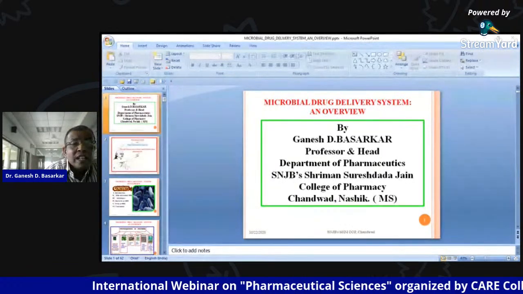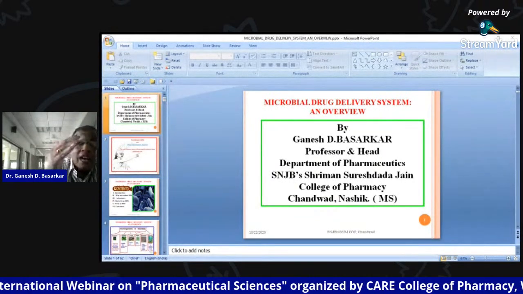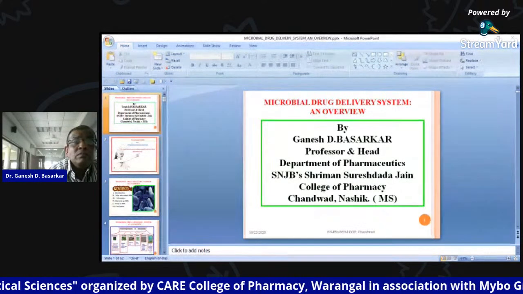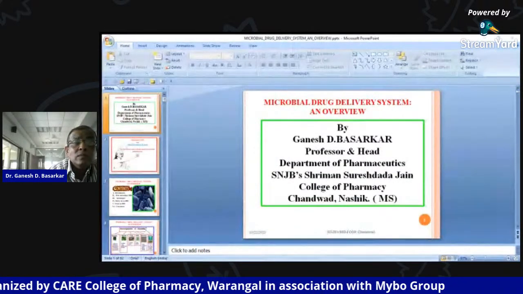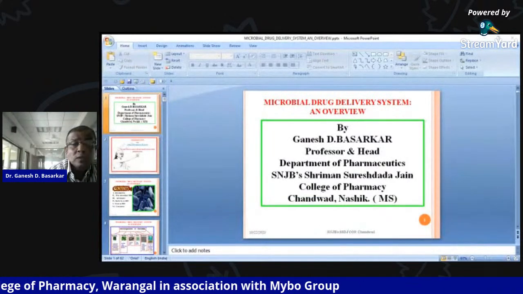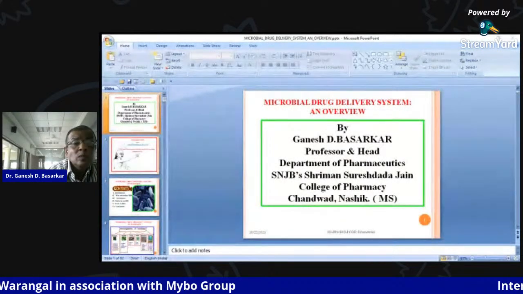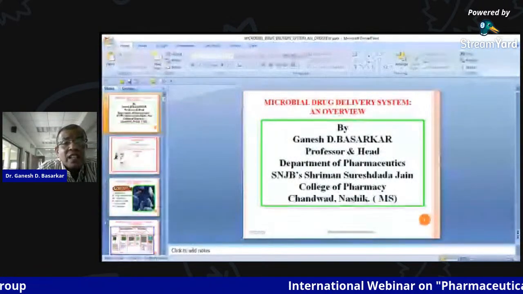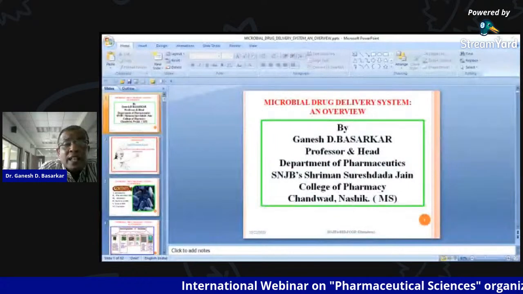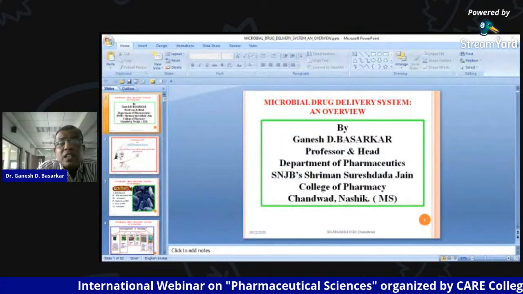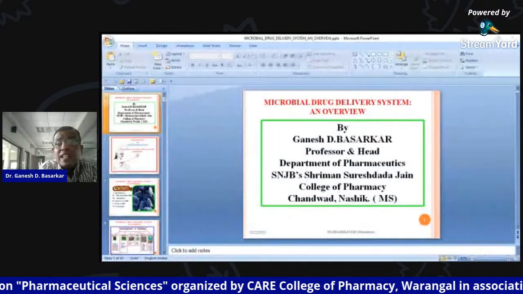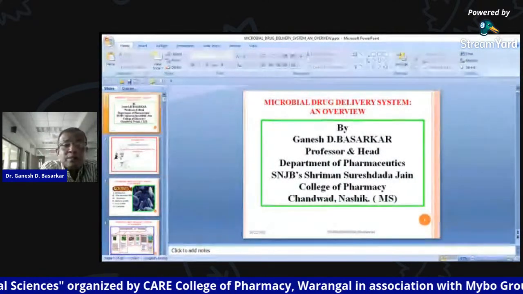Whenever pharmaceutical scientists go to formulate these types of pharmaceutical dosage forms, having said that, a brief introduction: around 70% of global deaths are generally caused by non-communicable diseases like cancer and cardiovascular diseases.